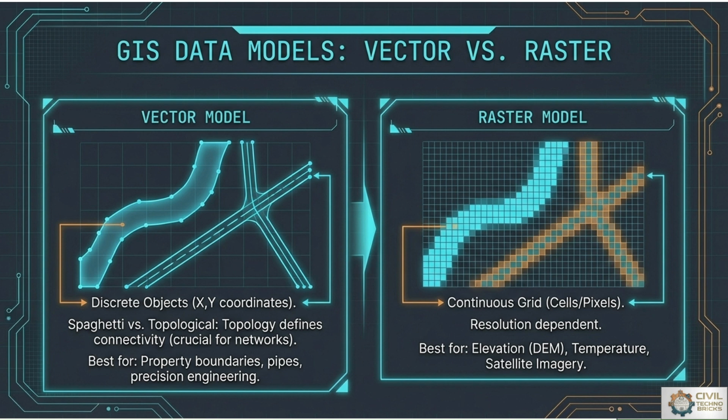Moving towards the raster model, which represents geographic data as a continuous grid of cells, or we can say pixels, and its resolution is important for accurate analysis. Raster data applications in remote sensing are best suited for digital elevation models, temperature mapping, and satellite imagery, supporting terrain analysis, environmental monitoring, and planning in civil engineering activities.